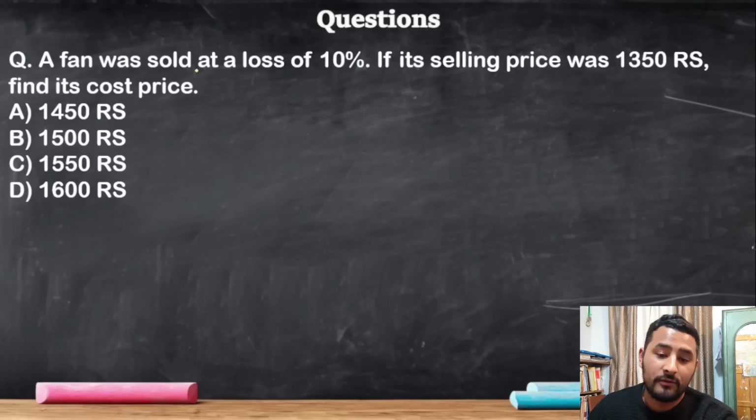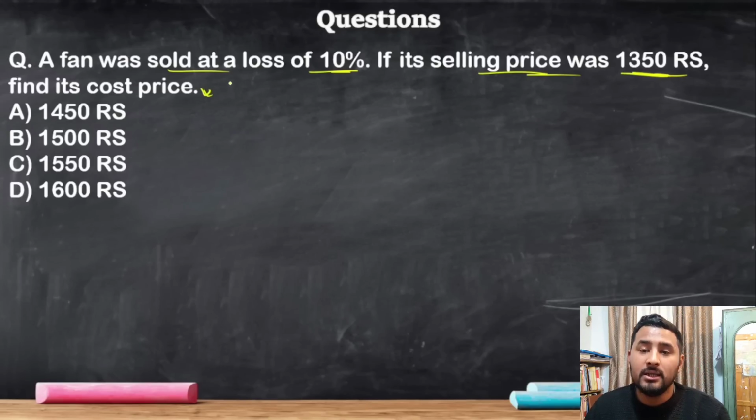Now, okay, a fan was sold at a loss of 10%, if the selling price was 1350 rupees. See the difference now. Just now we needed to find SP. Now what do we need to find? Cost price, okay? We need to find CP. So let us see. Now the loss is given. So loss percent how much? Loss percent is 10%.